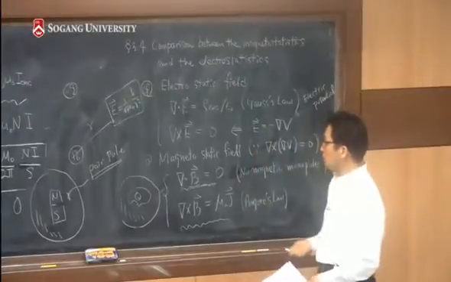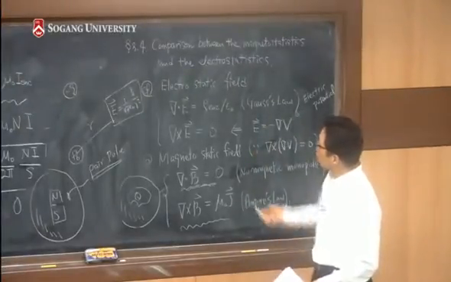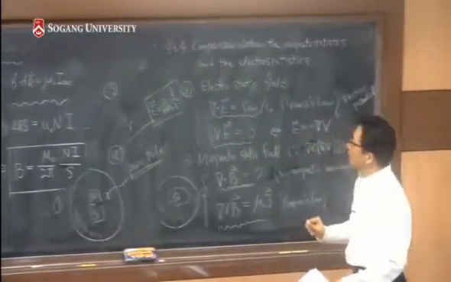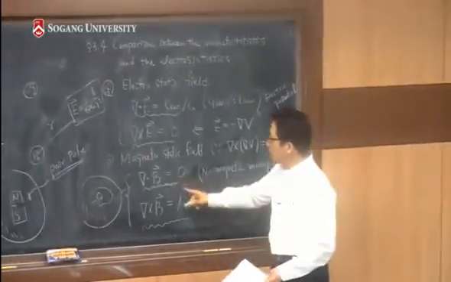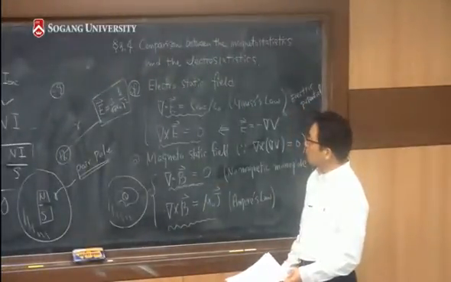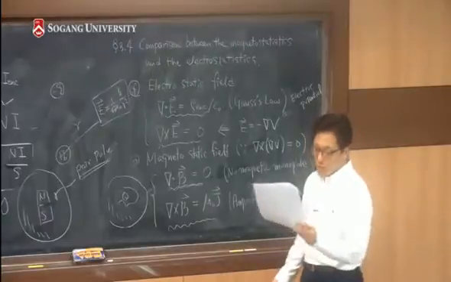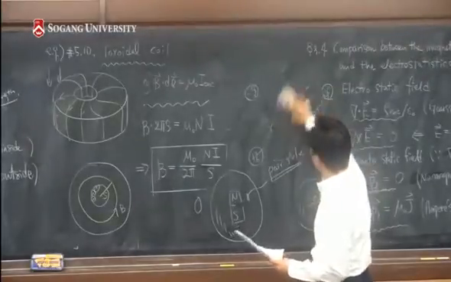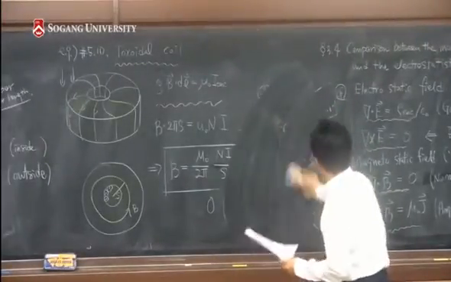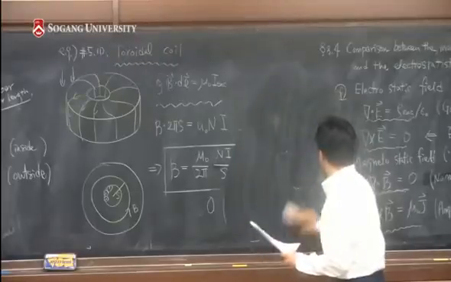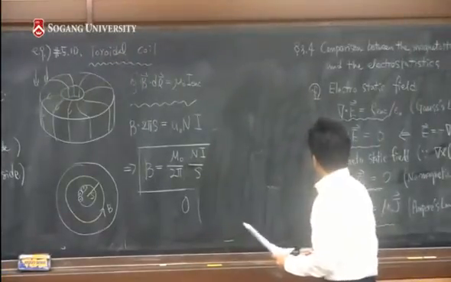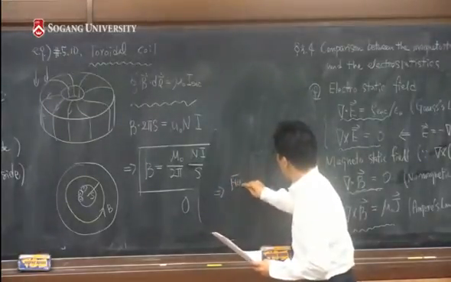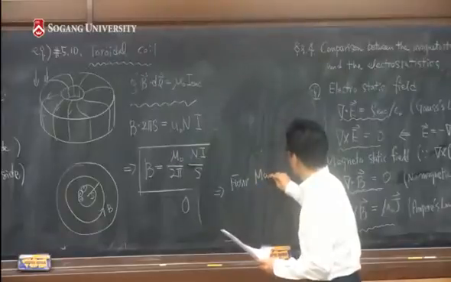So here we have 4 equations, 2 of them related to the electric field, and 2 of them related to the magnetic field. These are called Maxwell's equations. Okay, so now here we say these four are Maxwell's equations.